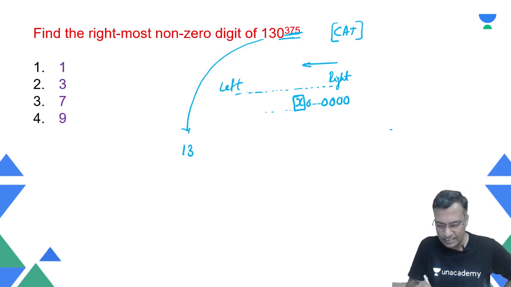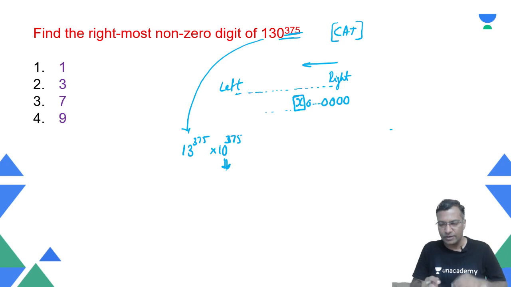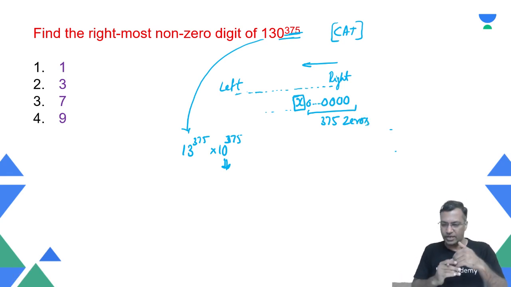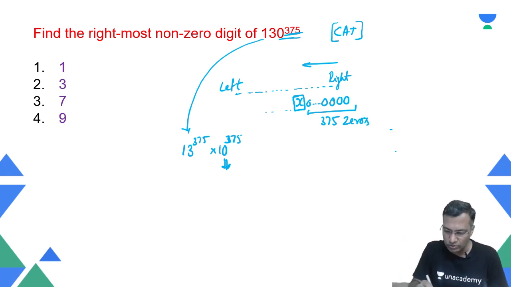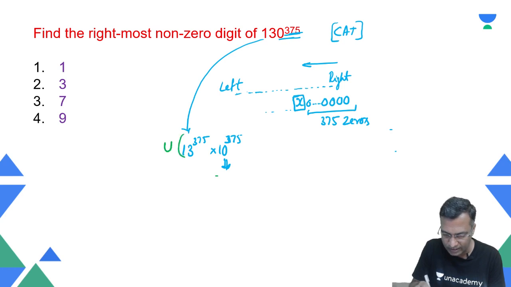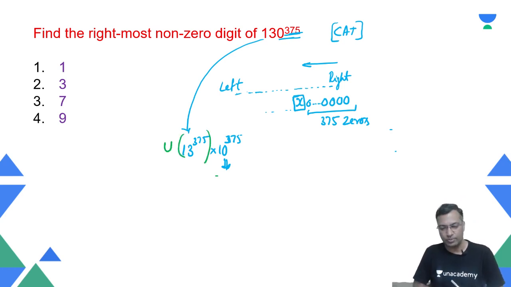This is nothing but 13 raised to power 375 into 10 raised to power 375. What do you mean by 10 raised to power 375? There will be 375 zeros towards the end. It ends with 375 trailing zeros. Then the rightmost non-zero digit means I just have to find the unit digit of this 13 raised to power 375. What matters? This is nothing but 3 raised to power 75.